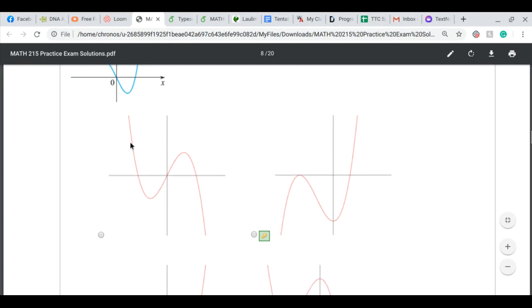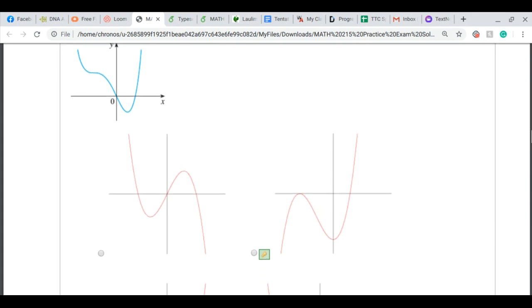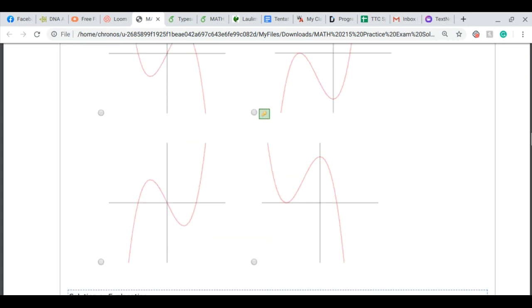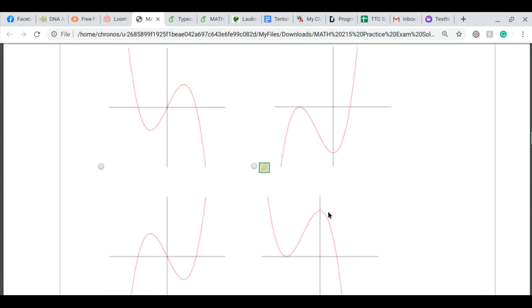This we can honestly throw away. F prime here, it's positive when x is less than 0. No, f prime does not become positive until we hit a positive number. Here, again, f prime is positive when x is less than 0. And even here, so just from that, we can throw away these three choices, we end up with this choice.